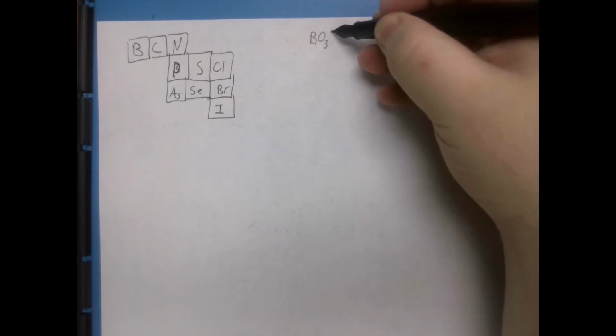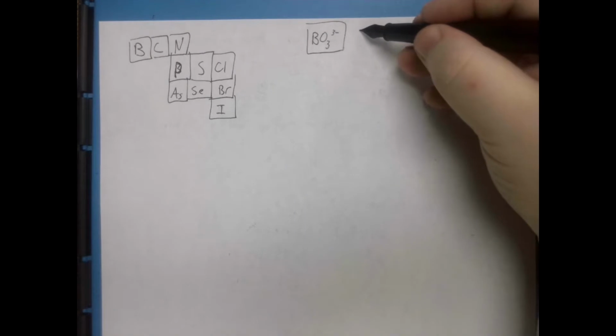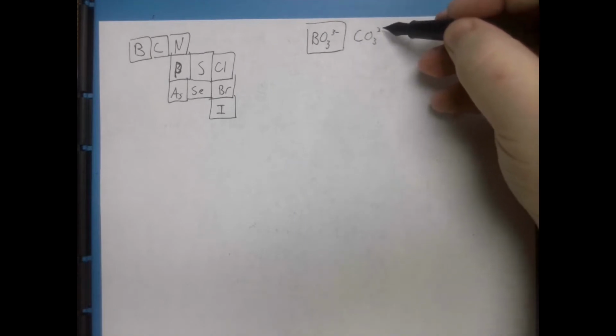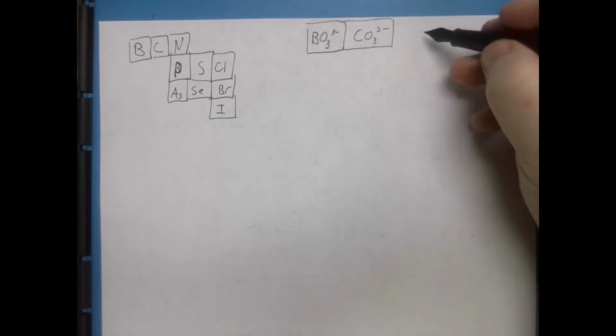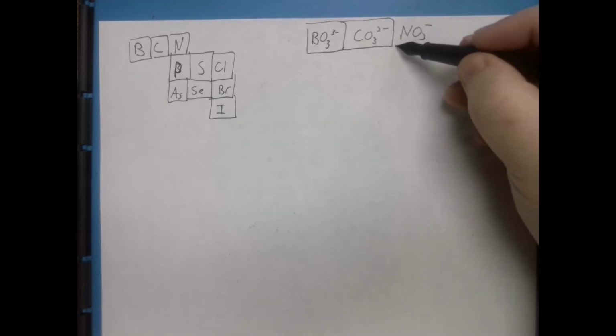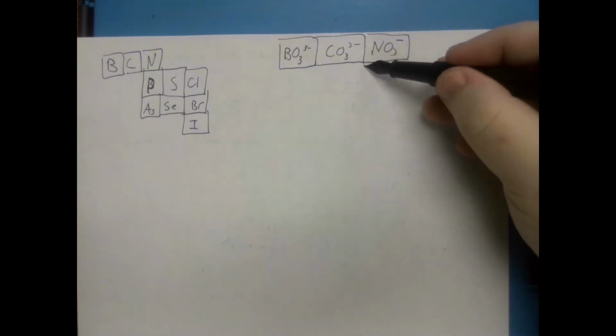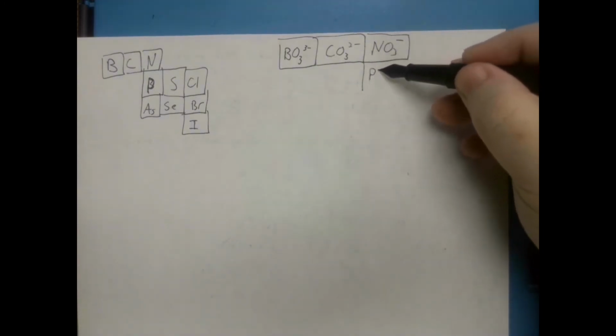If we look at them, we see borate, 3 negative. We see carbonate, 2 negative. We see NO3. I'm writing this, I'm probably going to run out of room.